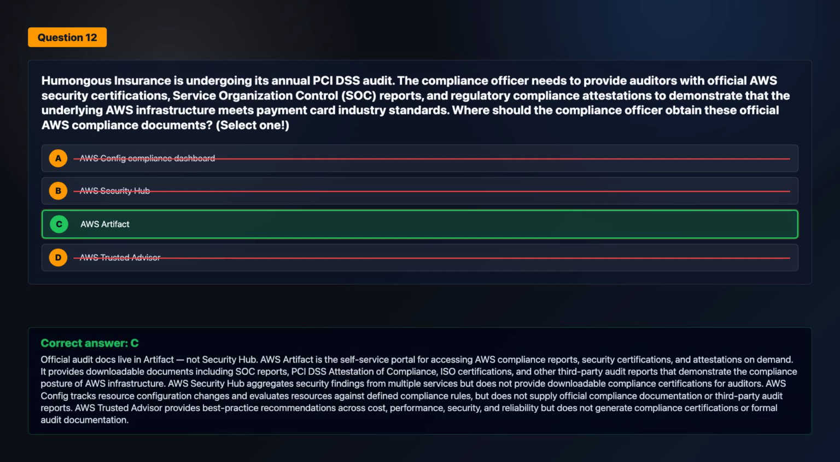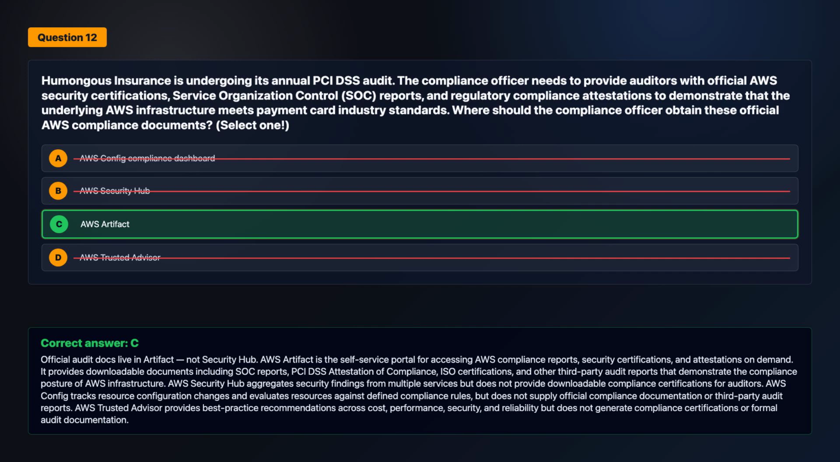The correct answer is option C. Official audit docs live in Artifact, not Security Hub. AWS Artifact is the self-service portal for accessing AWS compliance reports, security certifications, and attestations on demand. It provides downloadable documents including SOC reports, PCI DSS attestation of compliance, ISO certifications, and other third-party audit reports that demonstrate the compliance posture of AWS infrastructure.